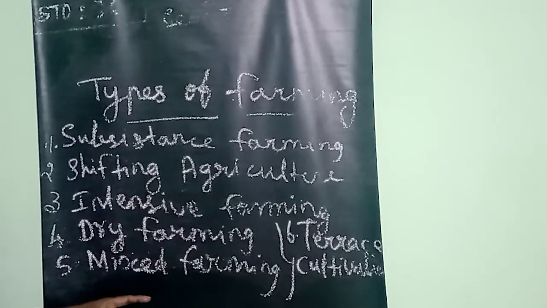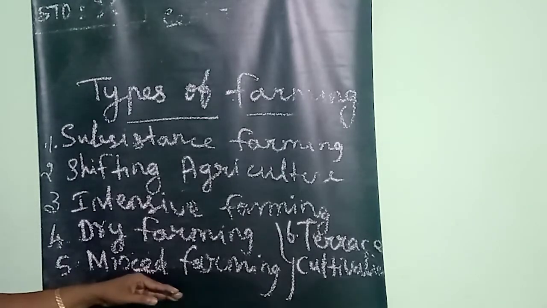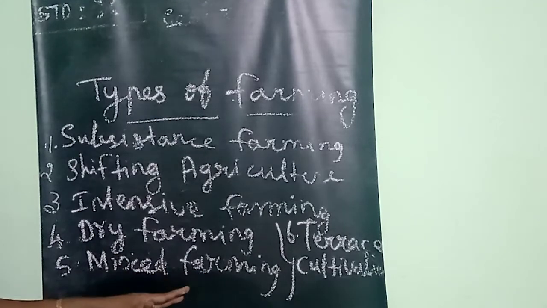Then the next one is mixed farming. It is a type of farming where the farmers do several agricultural works together. For example, they cultivate plants, domesticate animals, and do poultry, fisheries, beekeeping, etc. Some states practice this type of farming, for example Tamil Nadu, Andhra Pradesh, Karnataka and Maharashtra.